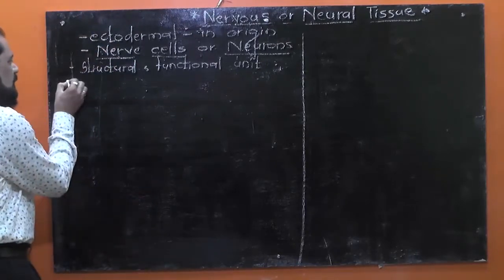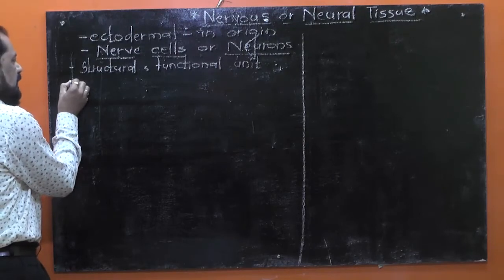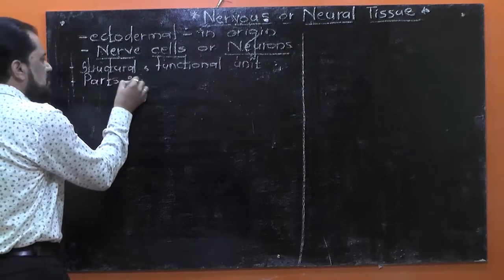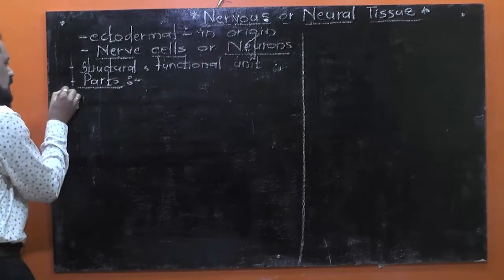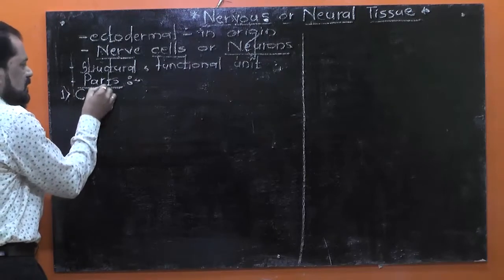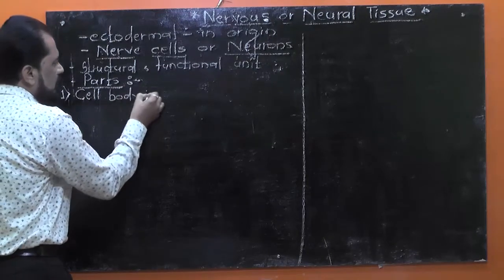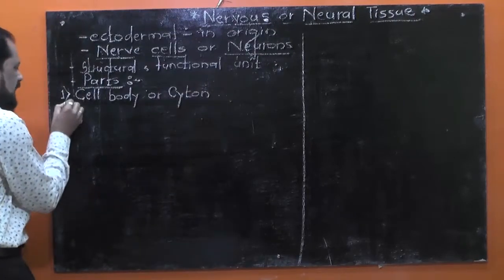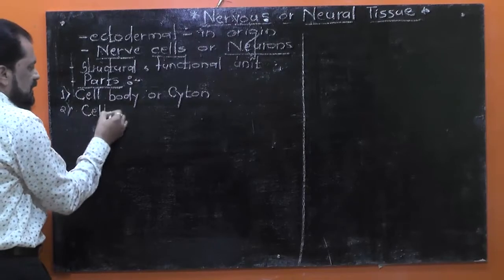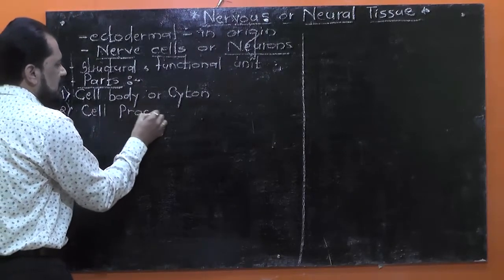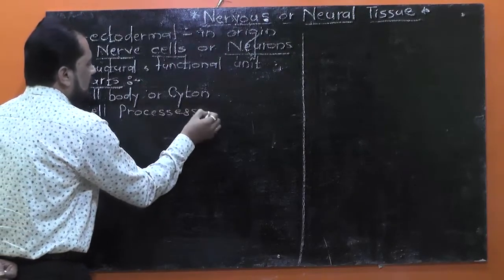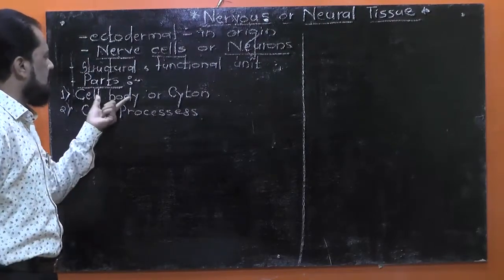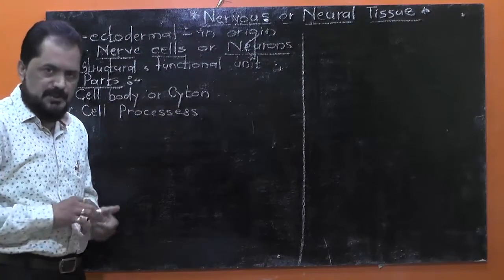Now let us talk about the structure of nerve cell. Typically nerve cell, neuron, consists of two main parts. The first one is known as cell body or it may be known as cyton, and second as cell processes, nerve cell processes, or simply called protoplasmic processes. First of all, let us discuss about the cell body or cyton.